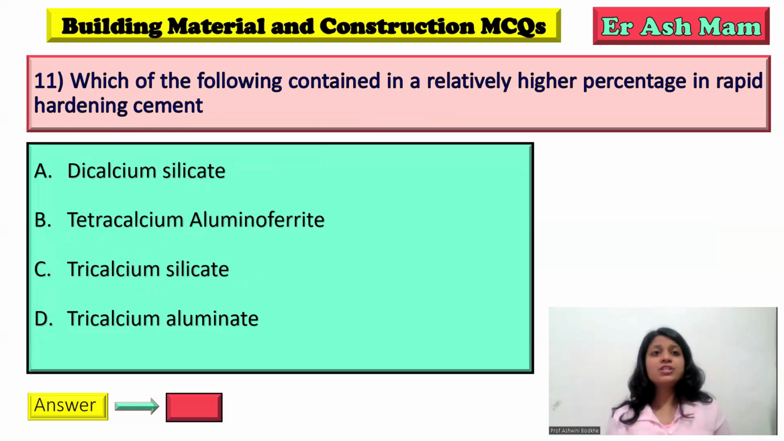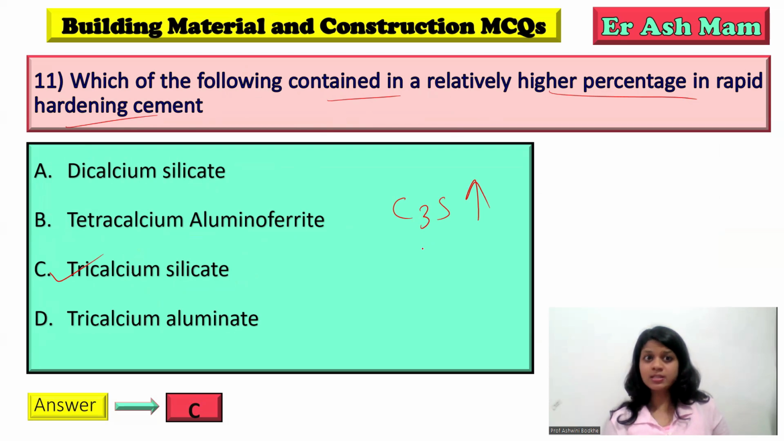Next is, which of the following is contained in a relatively higher percentage in rapid hardening cement? Okay, so answer is here C. Tricalcium silicate. If you increase the percentage of C3S, tricalcium silicate, in cement, then this cement will harden rapidly. That's why we call it rapid hardening cement.